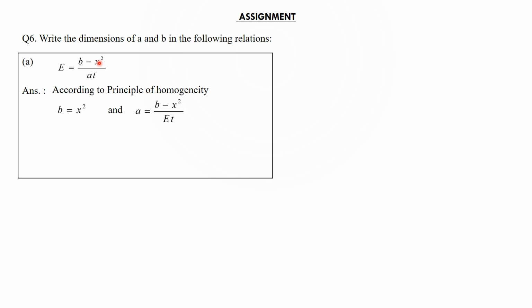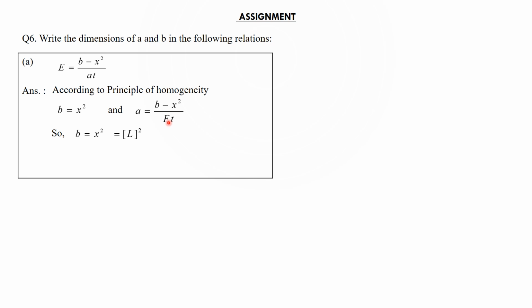Okay, and I can say E will have the same dimension as this complete term. So can I write E is equal to this one, which has the same dimension of b or x square, divided by at? So from this I can find out a is equal to (b minus x square) upon Et.